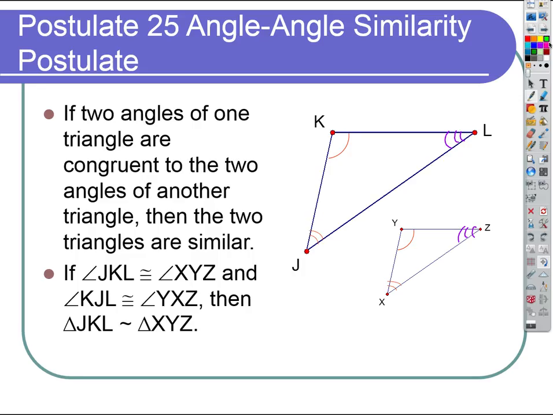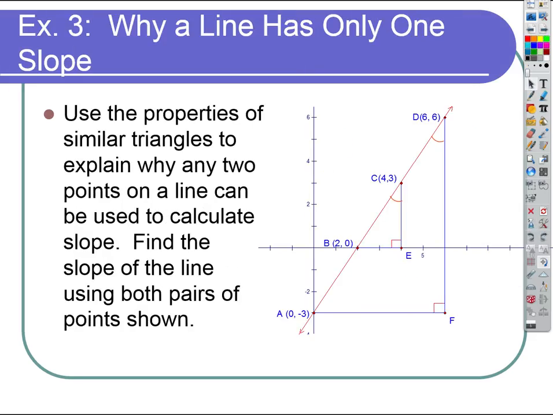We would simplify this by just saying that's AA similarity. Okay. Does that make sense? Yes. Okay. So if 2 angles in one triangle are congruent to 2 angles in another triangle, the third has to be, so they're definitely similar. Okay, this is kind of cool.